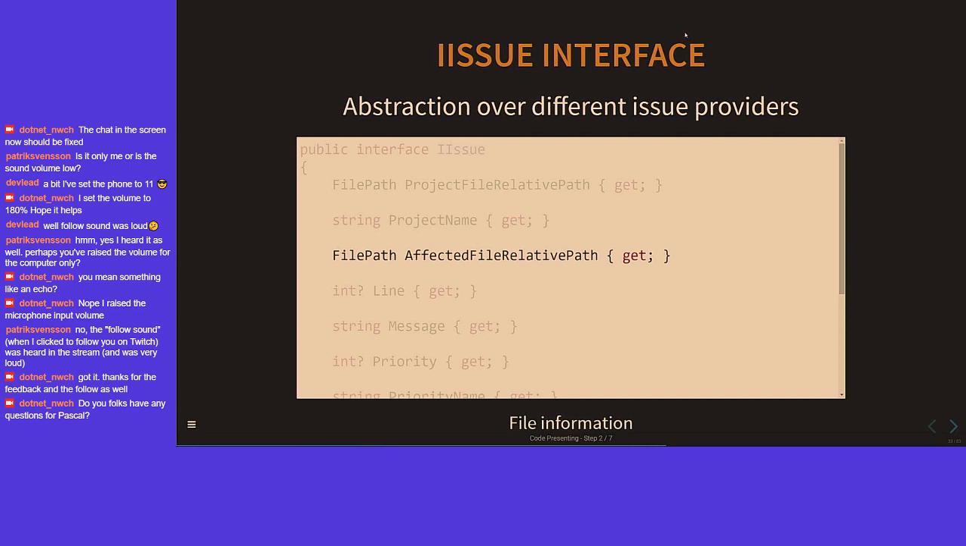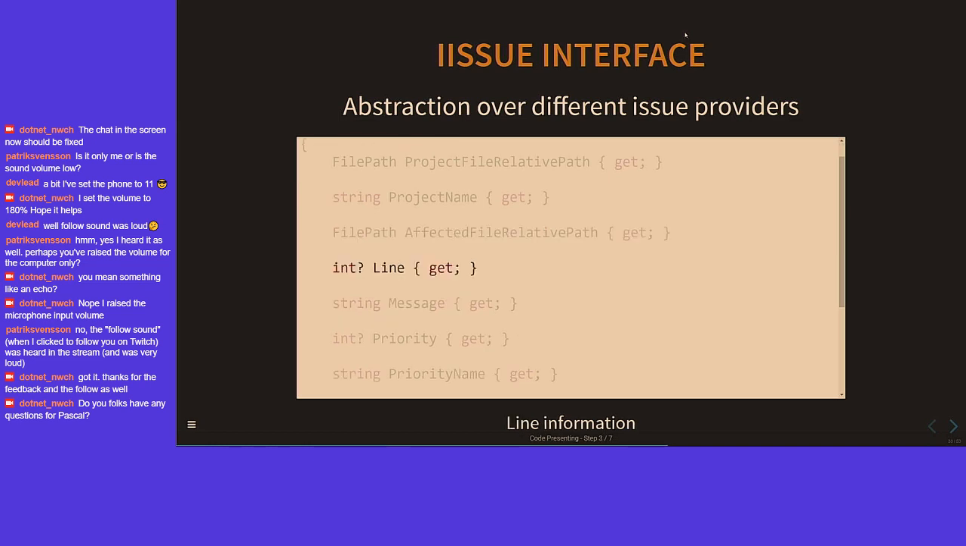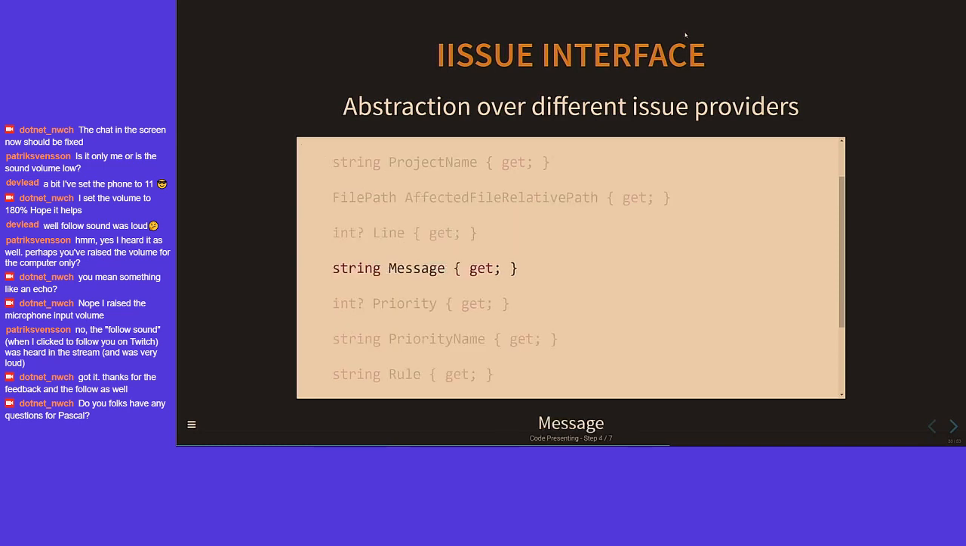You get the file path, which is the file which is affected by this issue. Both paths are relative to the repository root, therefore we needed to pass the repository root in the step before. You get the line on which the issue occurred, or if it's not specific to a line, only to a file, then it's null. We get the message in the format which we asked for, so this will be Markdown if the issue provider is capable of creating Markdown messages and we ask for them.